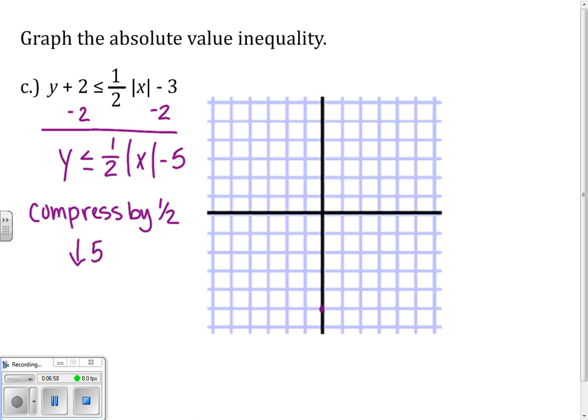So start with the down 5 part. From there, I'm going to count off my slope of up 1 over 2 on both sides a few times. And when I draw on the line, it will be solid because there's equality to it. This is a less than or equal to, so put your pencil where it crosses the y-axis and go down. Less thans go down. You're going to shade the half plane that's below this absolute value.